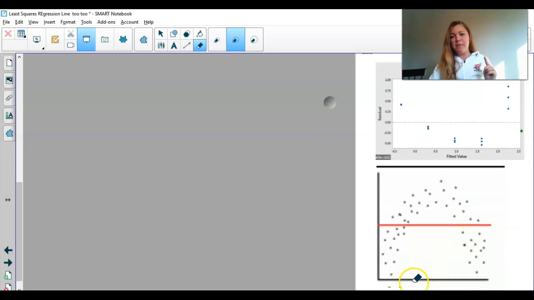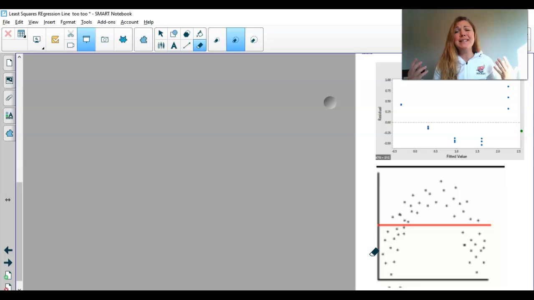Finally, here's one more bad one. An upside down U. Again, this is considered a pattern in statistics. For the data set for this residual plot, the least squares regression line that was generated is not appropriate for prediction. Again, why? There is a pattern in the residual plot.